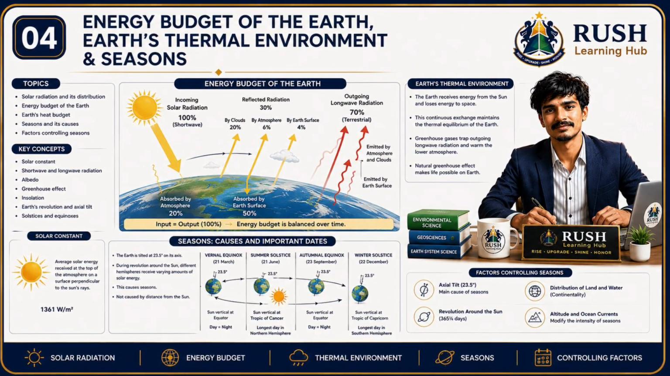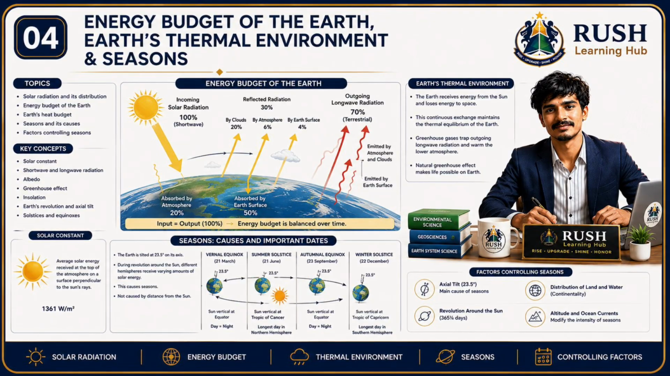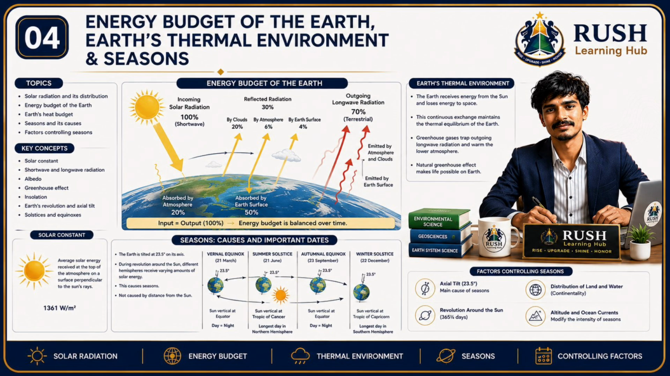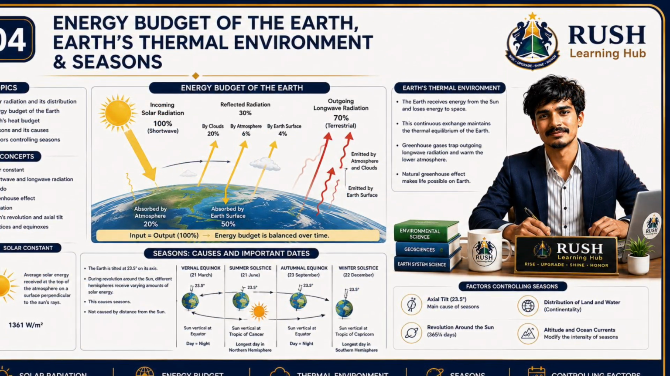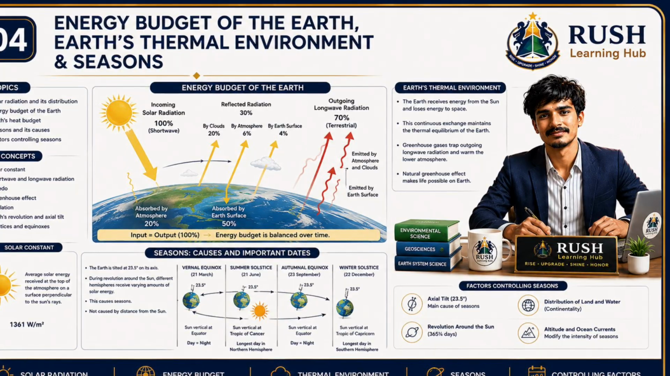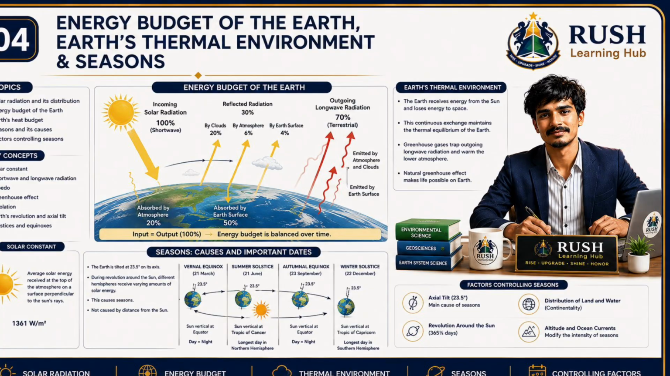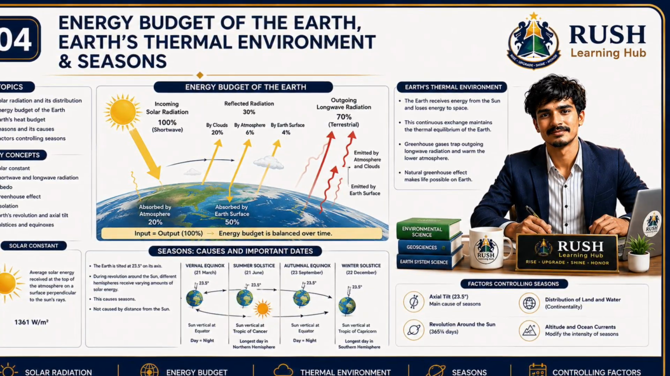The third is the autumnal equinox, occurring around 23rd September, when once again day and night are equal all over the world. The fourth is the winter solstice, occurring around 22nd December. During this period, the Sun is overhead at the Tropic of Capricorn, and the northern hemisphere experiences its shortest day.